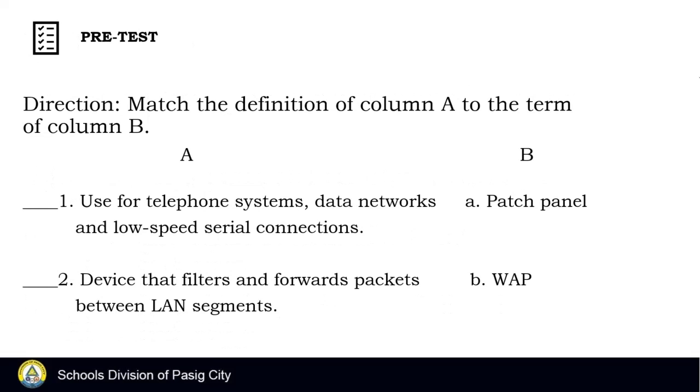Let's have a pretest. Direction: match the definition of column A to the term of column B. Number 1, used for telephone system, data networks, and low-speed serial connection. Number 2, device that filters and forwards packets between LAN segments.